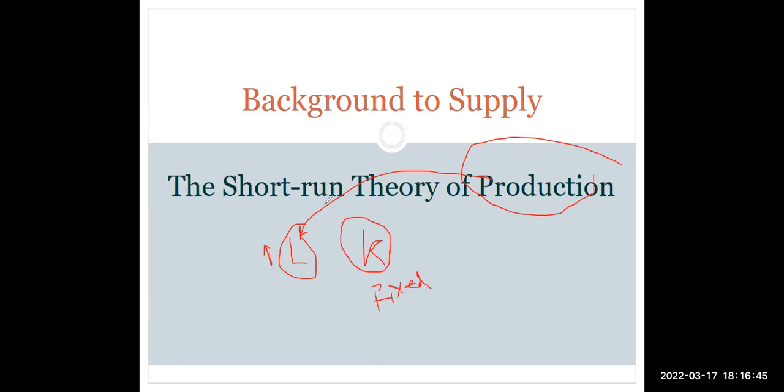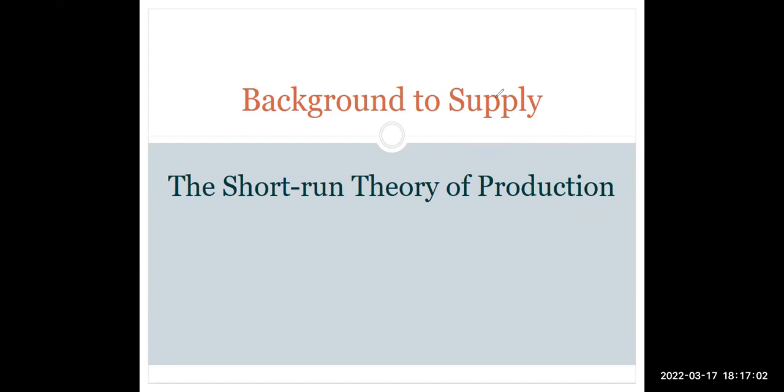So we are going to learn the theory of production in the short run, and in the short run, you can only vary the labor, you cannot vary the capital, but in the long run, you can vary both. You can vary capital as well as labor. All right. This is important. This is the short run theory of production, and it is really important for understanding how producers take decisions when they can only change labor and cannot change capital.